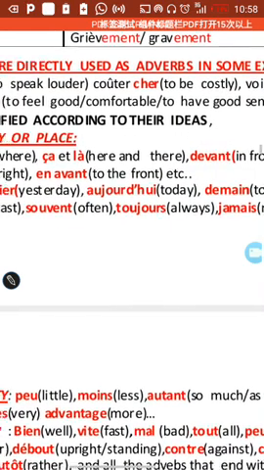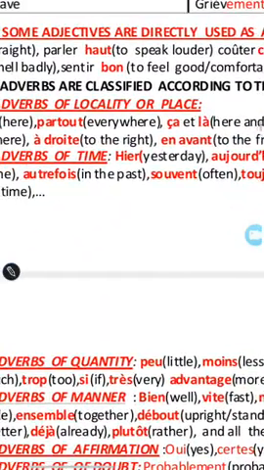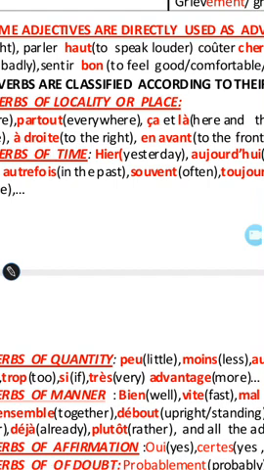We have adverbs of doubt: probablement, probably; peut-être, perhaps, maybe; sans doute, without doubt.